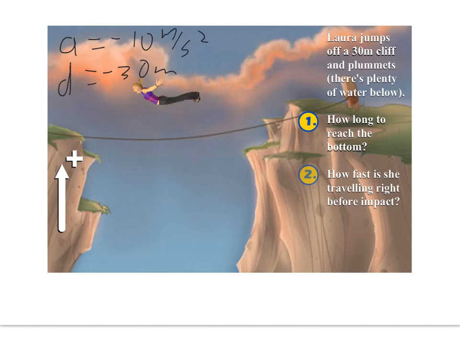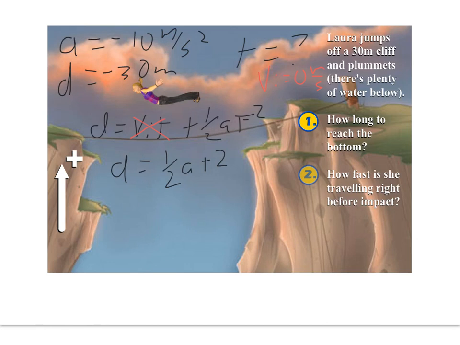To solve for this first question of how long to reach the bottom, what we're looking for here is the time. That's the unknown. So to solve for that, I'm going to use ultra mega mega mega mega mega mega equation number 2, d is equal to vit plus 1/2 at squared. This equation simplifies because we're treating this like a free fall problem where our initial velocity is 0 meters per second. Which means that if Vi is equal to zero, that whole first term just cancels right out of the equation, and we're left with d equals 1/2 at squared.